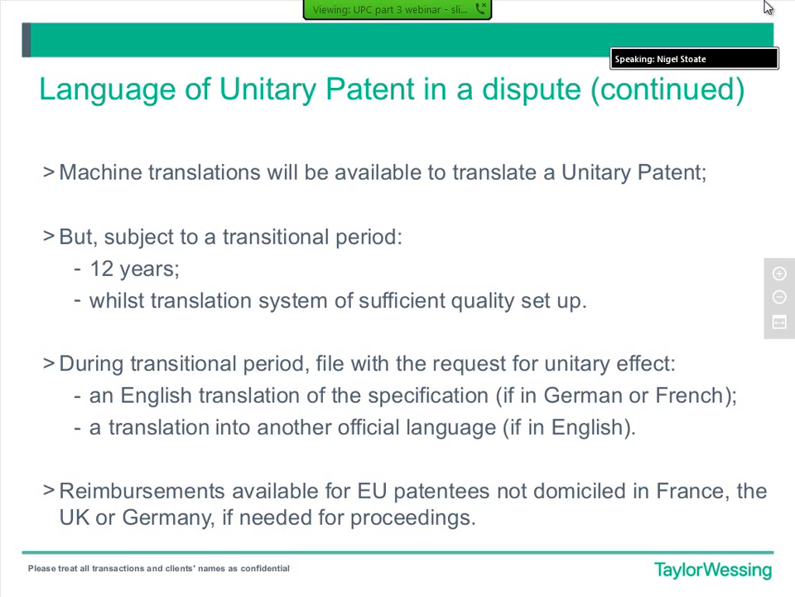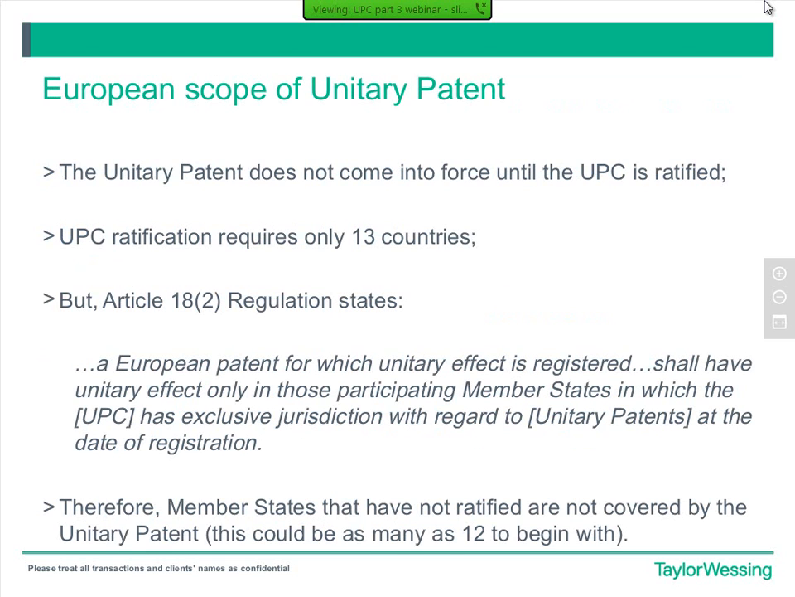And the question is, what happens in the meantime? The promoters of the unitary patent did not want to wait until everyone had signed everything. Also, the unitary patent court is key in the new system. Hence, the rule, which is set out on the slide: the unitary patent will come into force once the unitary patent court is ratified in 13 countries.